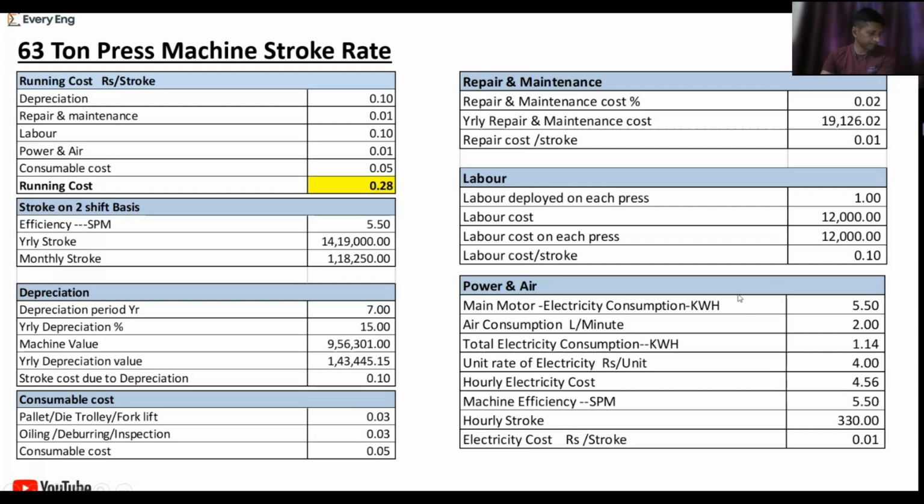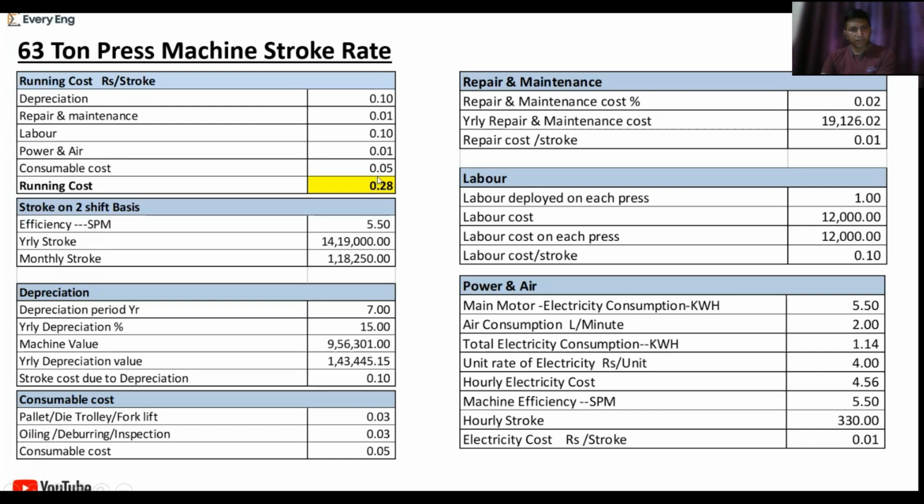So now we move to our main point. You see in this table, we got 28 paisa for the 60-ton press machine. The major roles are labor cost, depreciation cost, and third one, consumable cost.